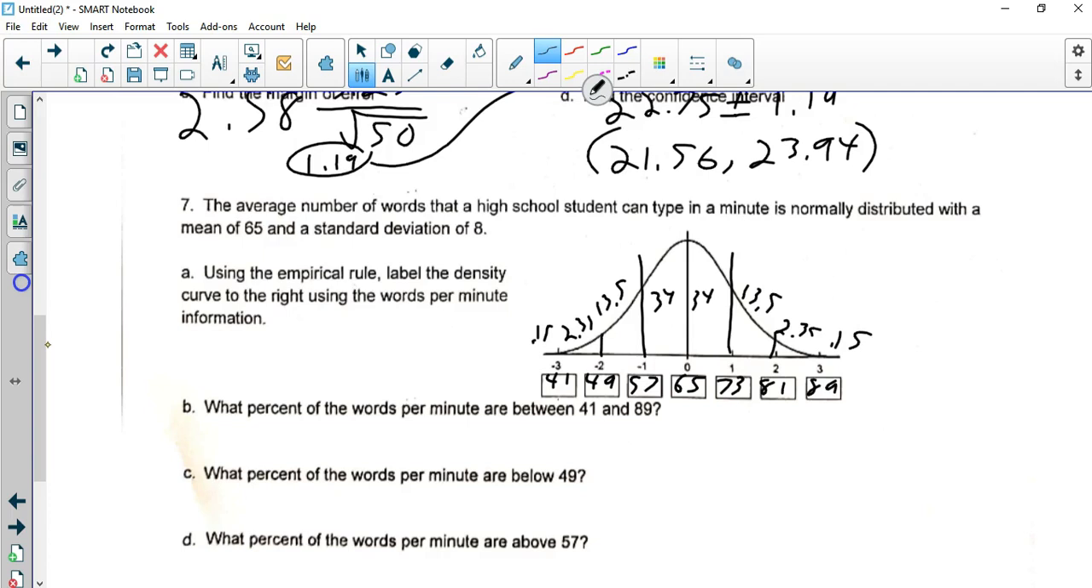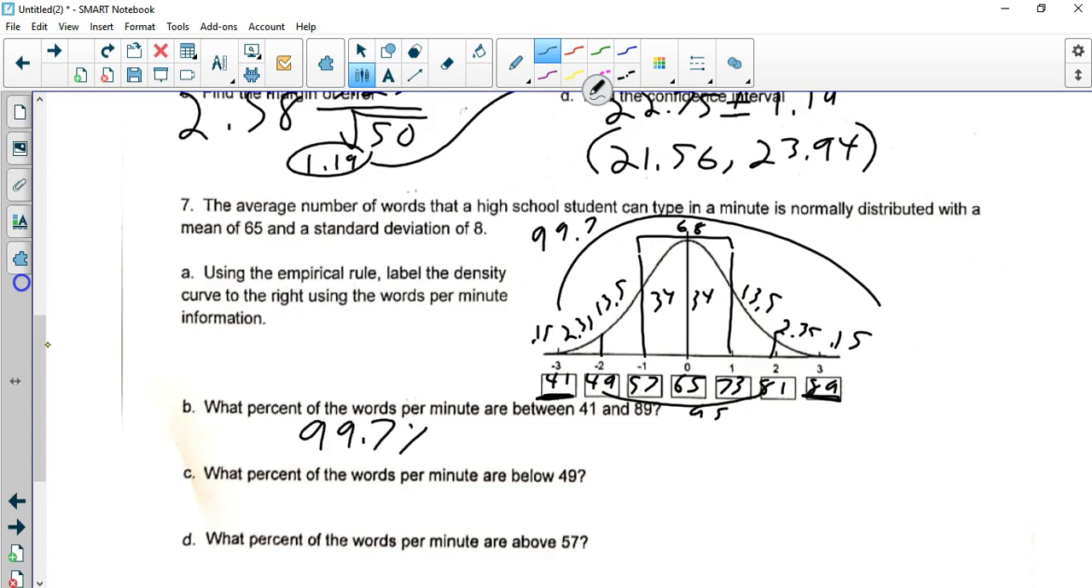You know, if you really want to go to town on it, you can put 68 here, you can put 90, 95 here if you want, and then 99.7. You can combine it that way if you like. It says, we just label it, what percent of the words per minute are between 41 and 89? Well, here's 41 right here. Here's 89, and that is from -3 to +3, so that's that 99.7 I just drew. That's almost the entire graph. Of course, I went too far with this. That'd be like right there. You know what I meant.